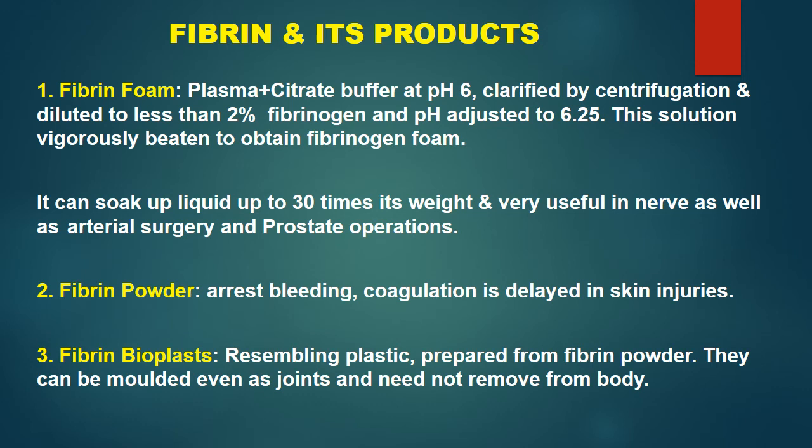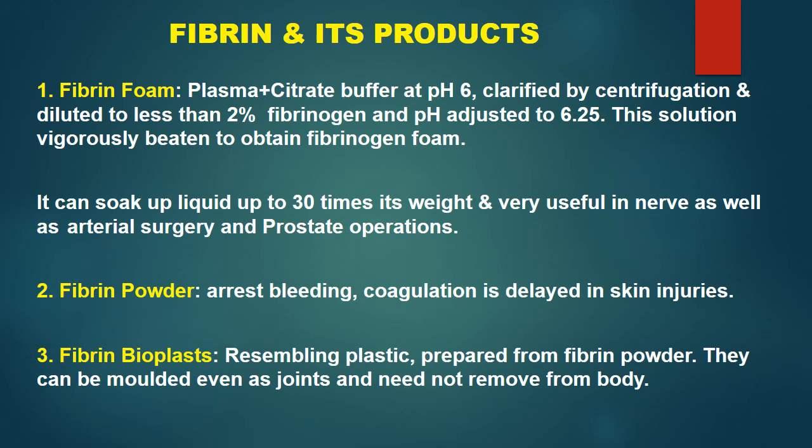The number one is the fibrin foam. Here the plasma plus citrate buffer is added at pH 6, then clarified by centrifugation and diluted to less than 2% fibrinogen, and the pH is adjusted to 6.25. This solution is vigorously beaten to obtain the fibrinogen foam. This foam is very suitable for surgical applications. It can soak up liquid up to 30 times its weight, and is very useful in nerve as well as arterial surgery and prostate operations.